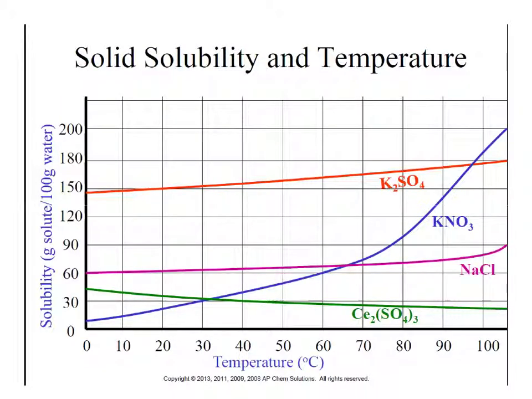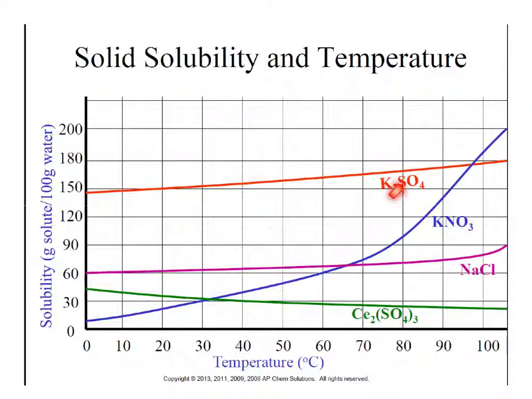So here's a solid solubility and temperature chart, and what this shows is the solubility, so it's the grams of solute for every 100 grams of water, and then the temperature. So we see potassium nitrate has got the most distinct difference. As you heat the solution up, you see that it becomes more and more soluble. And so, at 100 degrees, it looks like you can dissolve about 185 grams per 100 grams of water, as opposed to at 10 degrees, maybe 10 grams per 100 grams of water.